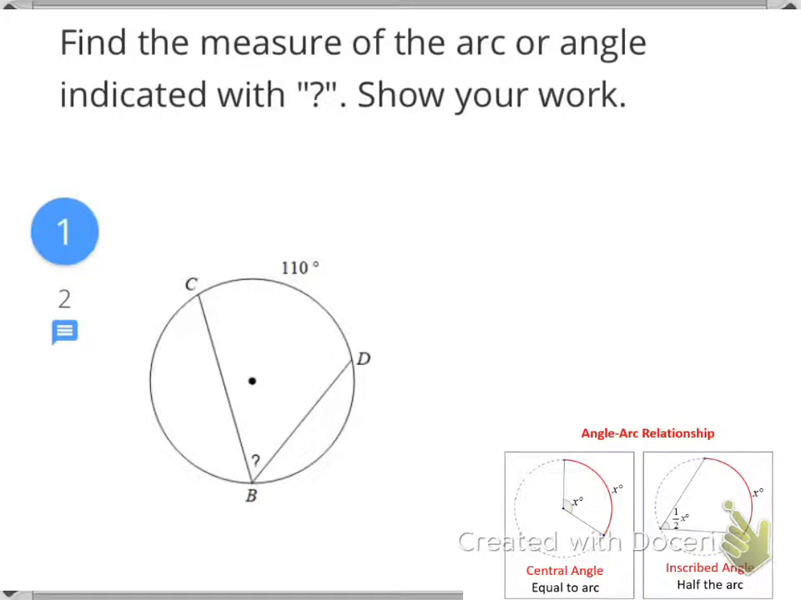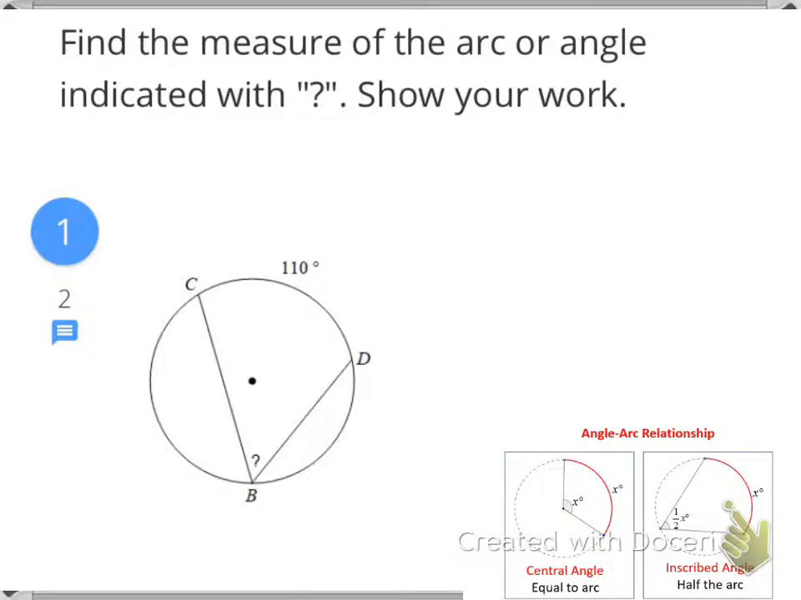Okay, so for this problem, we're going to be finding the measure of the arc indicated by this question mark. But before I get into this one, I'm going to go ahead and explain both of these scenarios. Hopefully it makes sense. Once I do an example for both of these, you should be able to do this one fairly easy. And then you can let me know what you get.